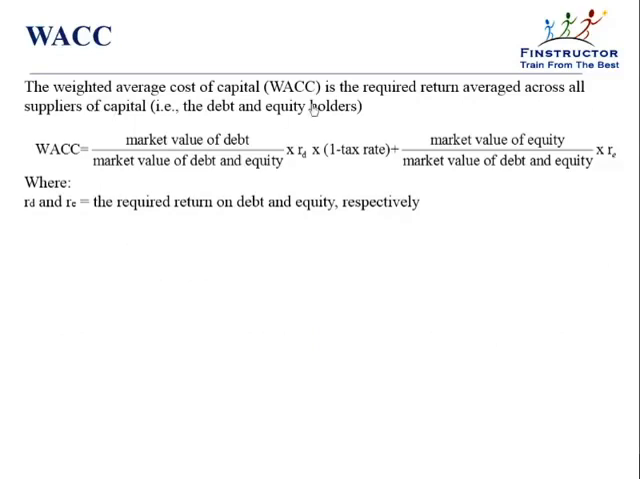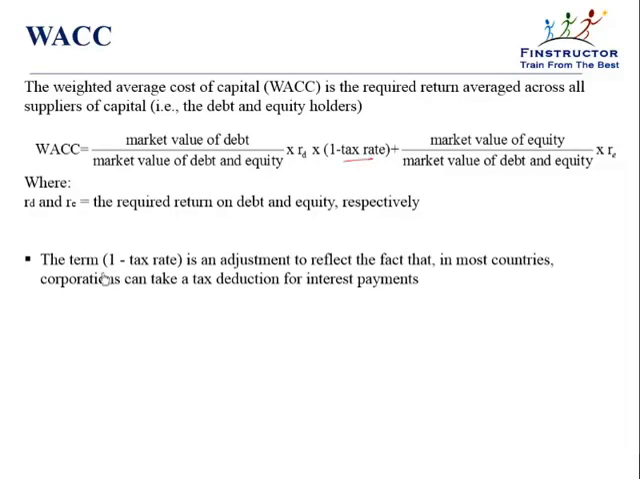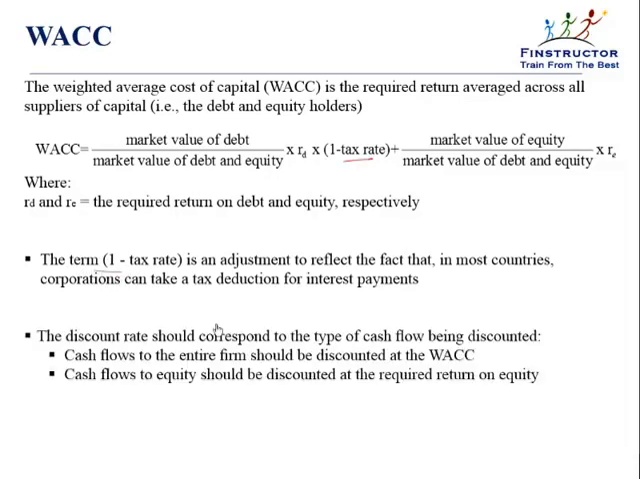Finally, the weighted average cost of capital is calculated as the weight of debt times the cost of debt times 1 minus the tax rate. This is because in most countries in the world, interest expense is a tax deductible expense, plus the weight of equity times the cost of equity. Please note, when you're computing the weight of debt or the weight of equity, it is always based on market values. So market value of debt upon market value of debt plus equity will be the weight of debt, and similarly the weight of equity. 1 minus tax rate, this is because interest is tax deductible.